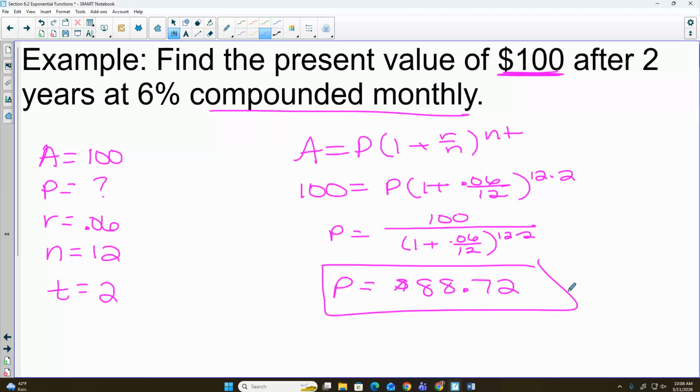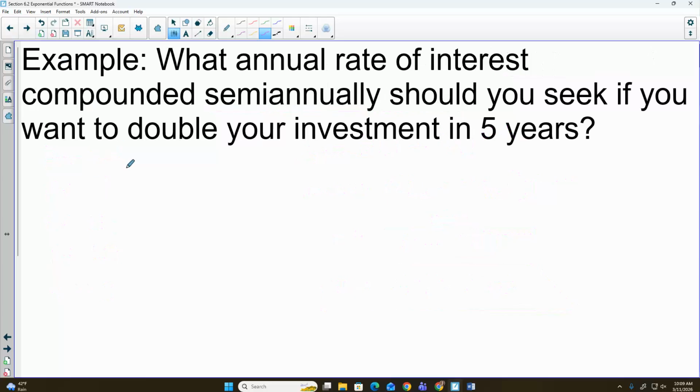How are we feeling about these overall? Pretty good? I have 3 more examples. We'll do at least one of them, but if we need the others, we'll do those too. What annual rate of interest, compounded semi-annually? When I see semi-annually, which formula am I using? The first one. When's the only time I use the second one? Continuous.